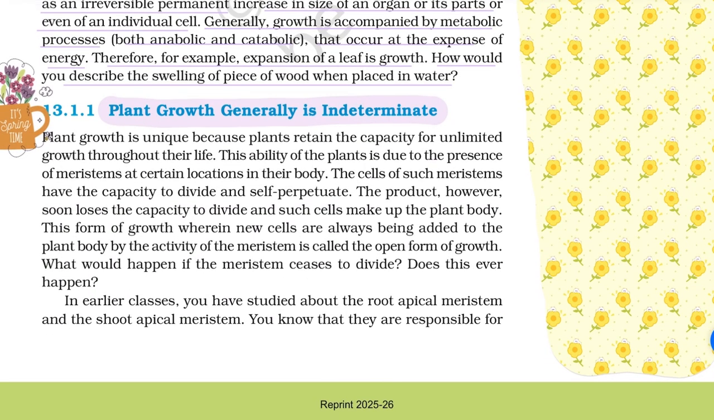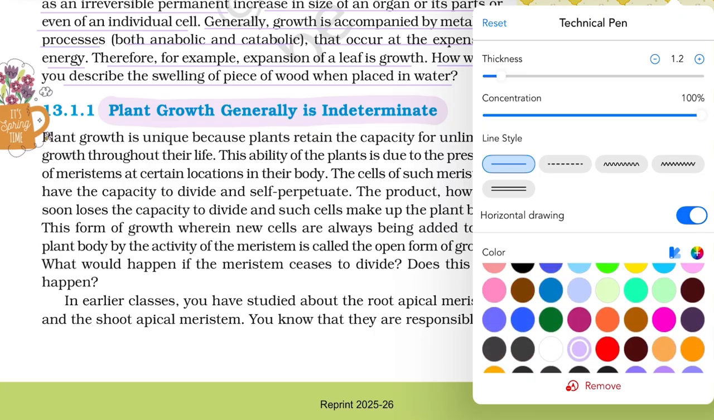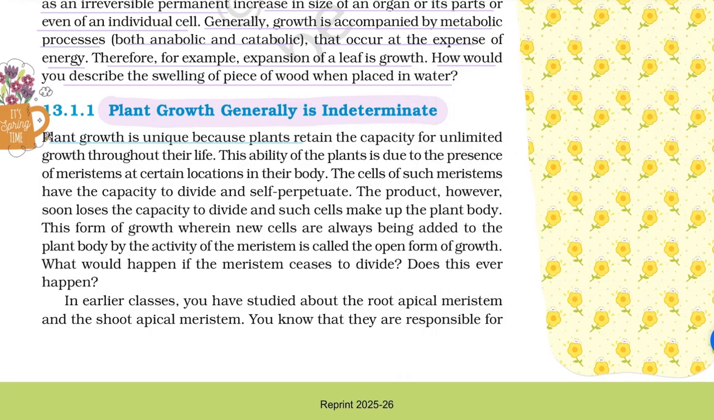Next, plant growth generally is indeterminate. Plant growth is unique because plants retain the capacity for unlimited growth throughout their life. This ability of plants is due to the presence of meristems at certain locations in their body. The cells of such meristems have the capacity to divide and self-perpetuate. The product, however, soon loses the capacity to divide, and such cells make up the plant body. This form of growth, wherein new cells are always being added to the plant body by the activity of meristem, is called the open form of growth.